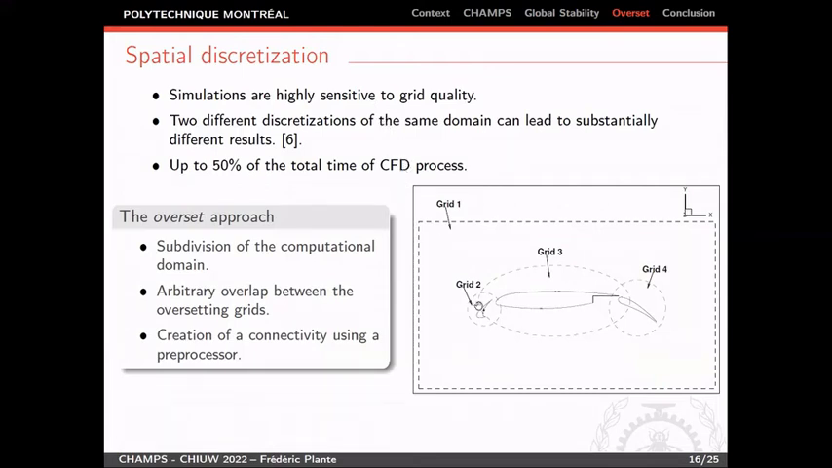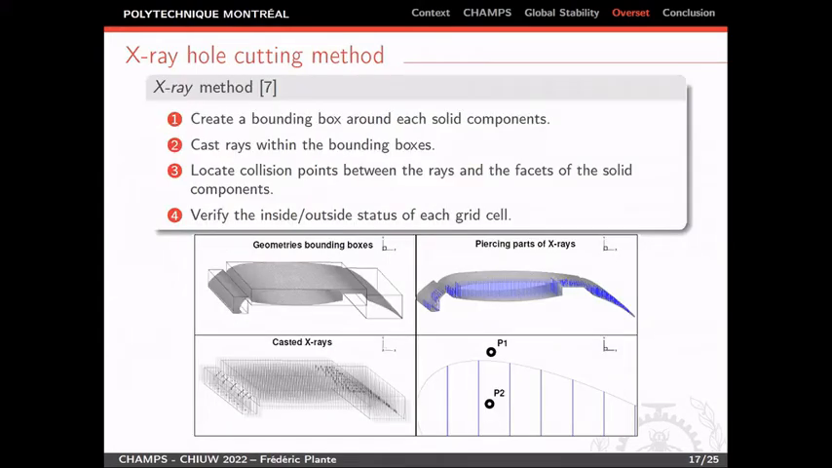The Overset method achieves that by separating the computational domain into subdomains, which are meshed with no constraint between their overlap. This is shown on the right-hand side of the slide, where we have the computational domain separated into 4 regions, in which we will be able to do a grid separately. However, using such a grid requires a pretreatment to eliminate invalid cells and create a connectivity between the subdomains, which is achieved through interpolation. This requires finding the cells which are inside a solid, which we'll call hole cutting, and creating a connectivity. The hole cutting process is done through an X-ray method.